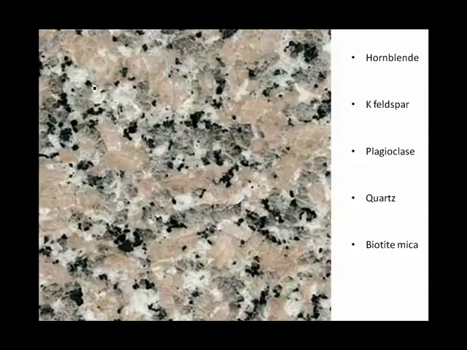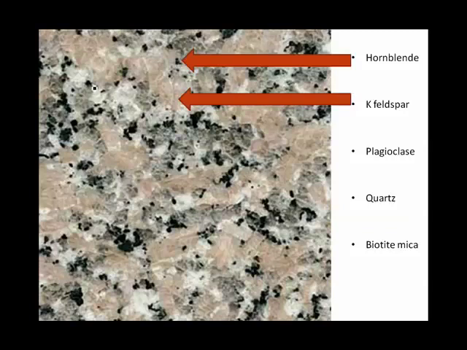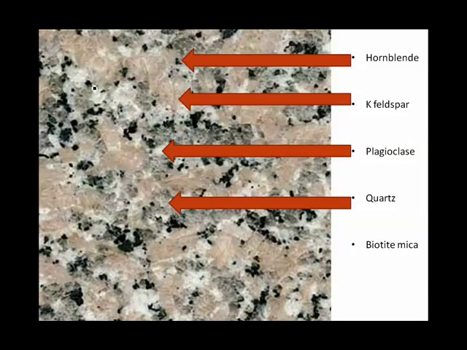So the next time you look at a granite countertop, you can see little specks of black and say, oh look, there's hornblende. Or the pink is K feldspar, and the white, plagioclase. The gray would be smoky quartz, and we even have some biotite mica, which is going to be black.